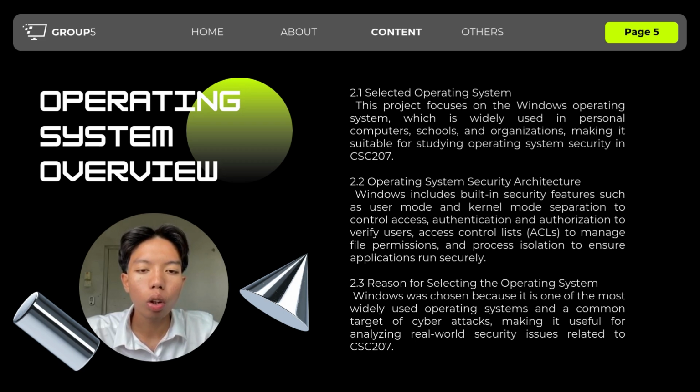The reason why we chose Windows as the operating system for our group project is because it is one of the most commonly used operating systems worldwide and a frequent target of cyber attacks, allowing this project to analyze real-world security issues and protection mechanisms that relate to CSC 207 concepts.